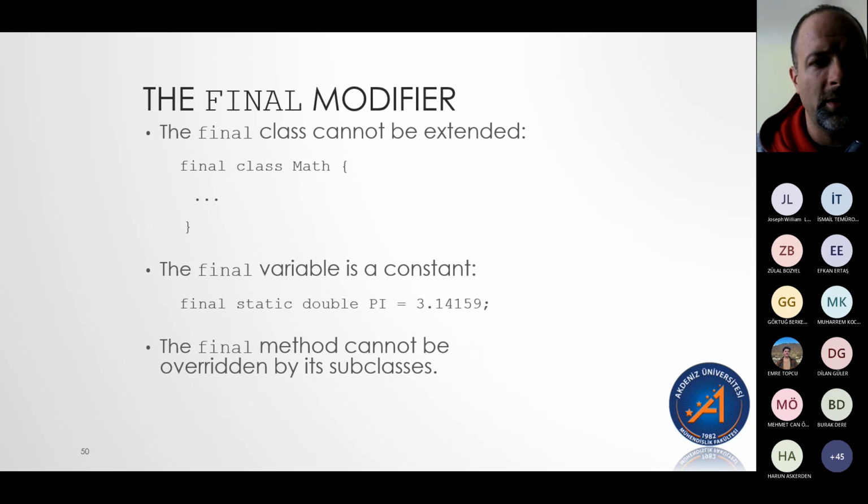Right, and then we did also talk about the final modifier as well, of how that is used to not allow a class to be extended, to make a variable a constant, and a final method cannot be overridden by its subclasses.